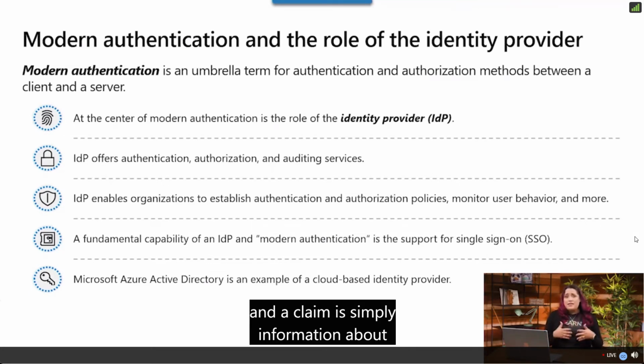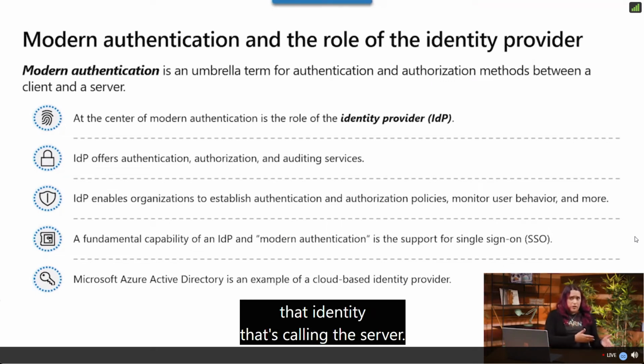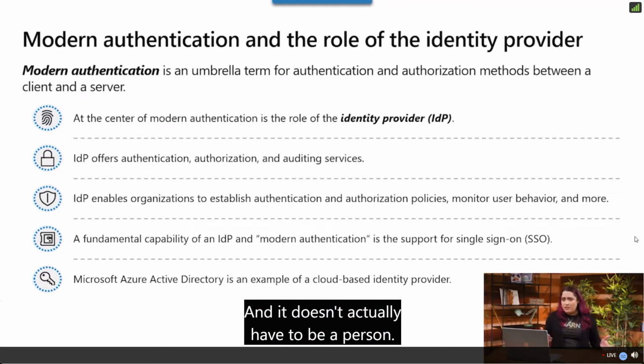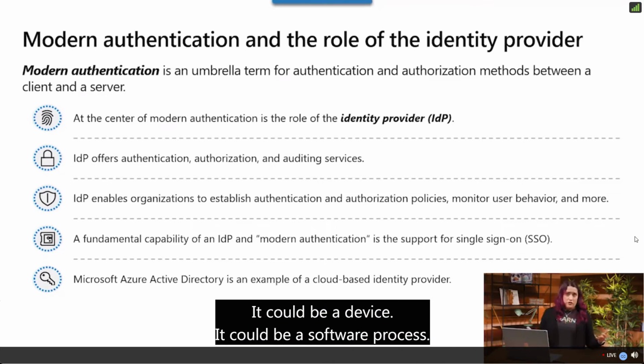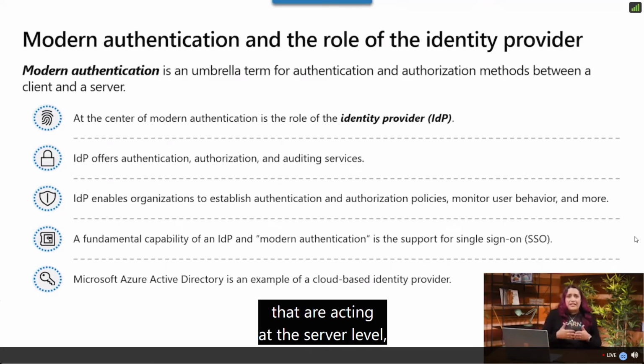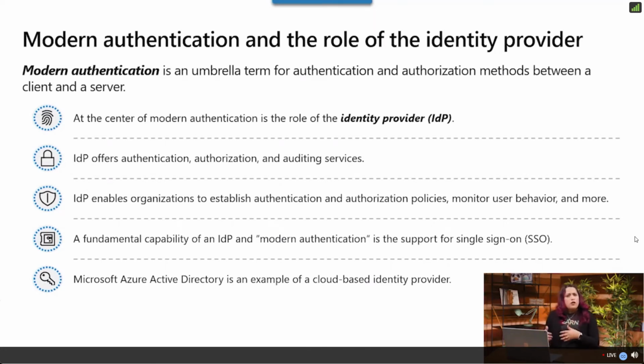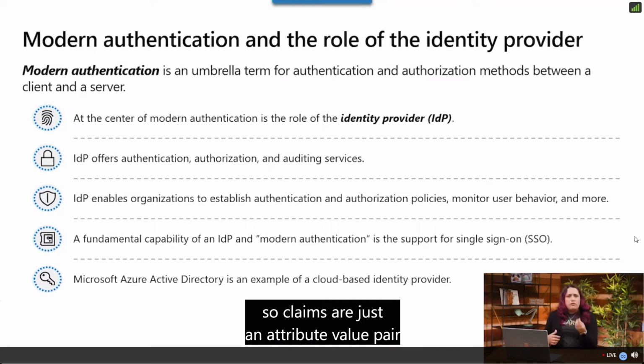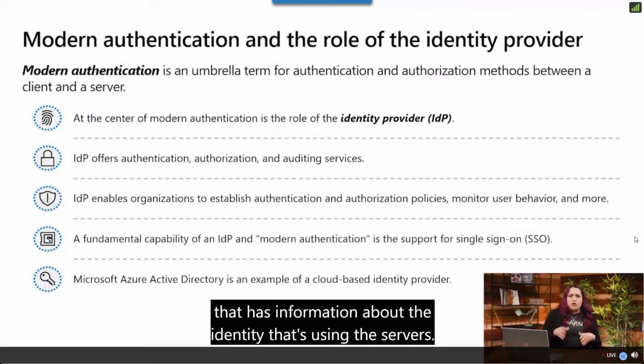And a claim is simply information about that identity that's calling the server. And it doesn't actually have to be a person. It could be a device. It could be a software process. I mean, any of these things are an identity that are acting at the server level. So claims are just attribute value pairs that are information about the identity that's using the servers.